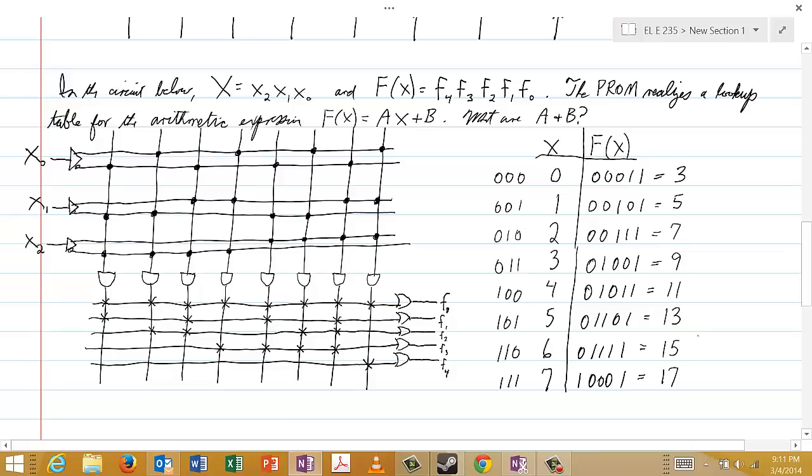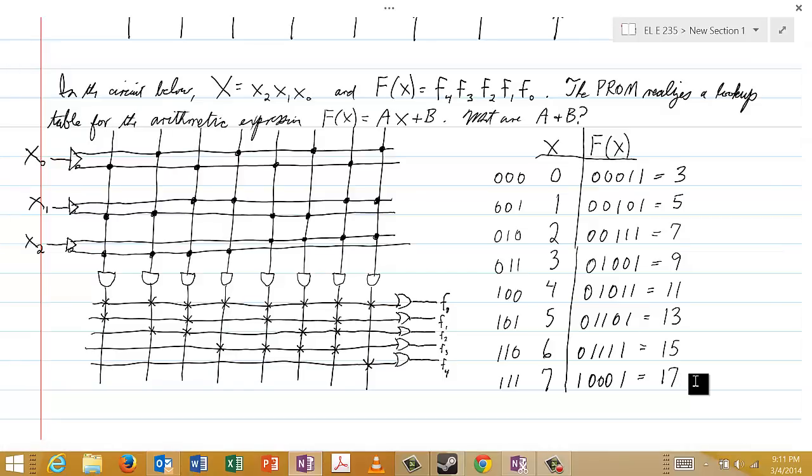So we see that to summarize this, when x is 0, our output would be 3. When x is 1, our output would be 5. 2 will give us a 7, 3 will give us a 9, 4 will give us 11, 5 will give us 13, 6 will give us 15, and 7 will give us 17. And now all that remains is to find out the values of A and B.